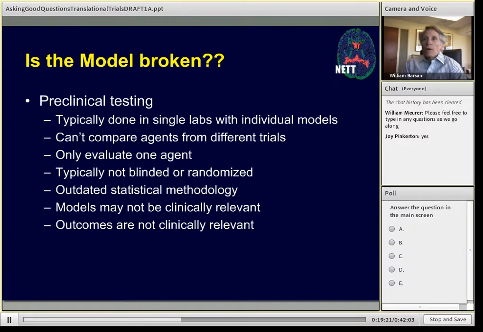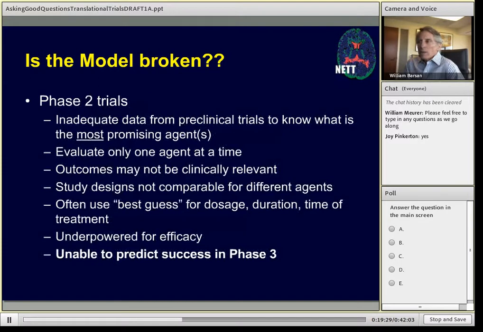So is the model broken? Let's go back to preclinical testing to start. As somebody who does clinical trials, I consider myself to be a customer of preclinical work. And what I see is lots of problems. Usually preclinical work is done in single labs with individual models. They don't compare different agents from other trials. They're often not blinded or randomized. Their statistical methodology is really obsolete or really inadequate. And sometimes the models and the outcomes aren't clinically relevant. So if you're not doing the stuff right in a preclinical model, it's going to be hard for us to do it right in the clinical models.